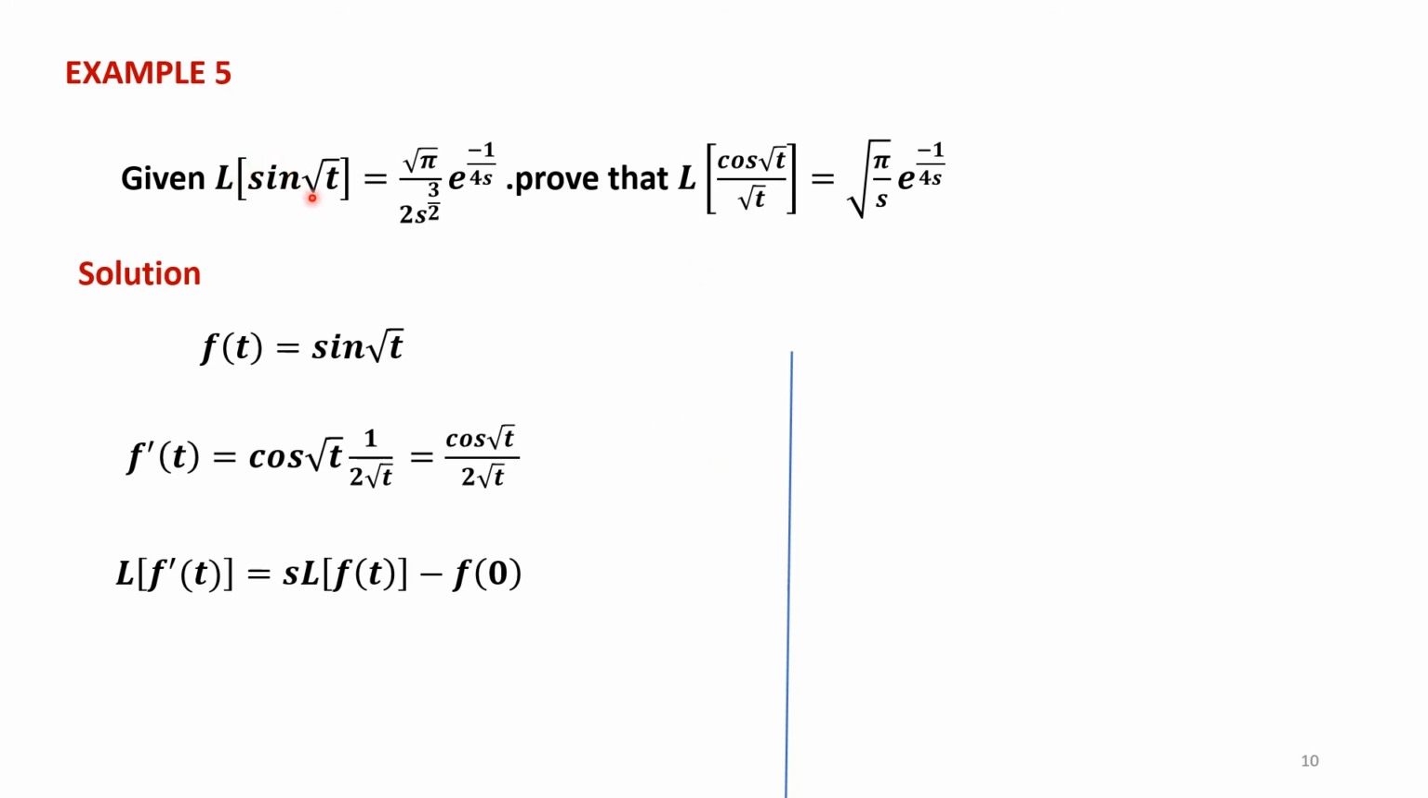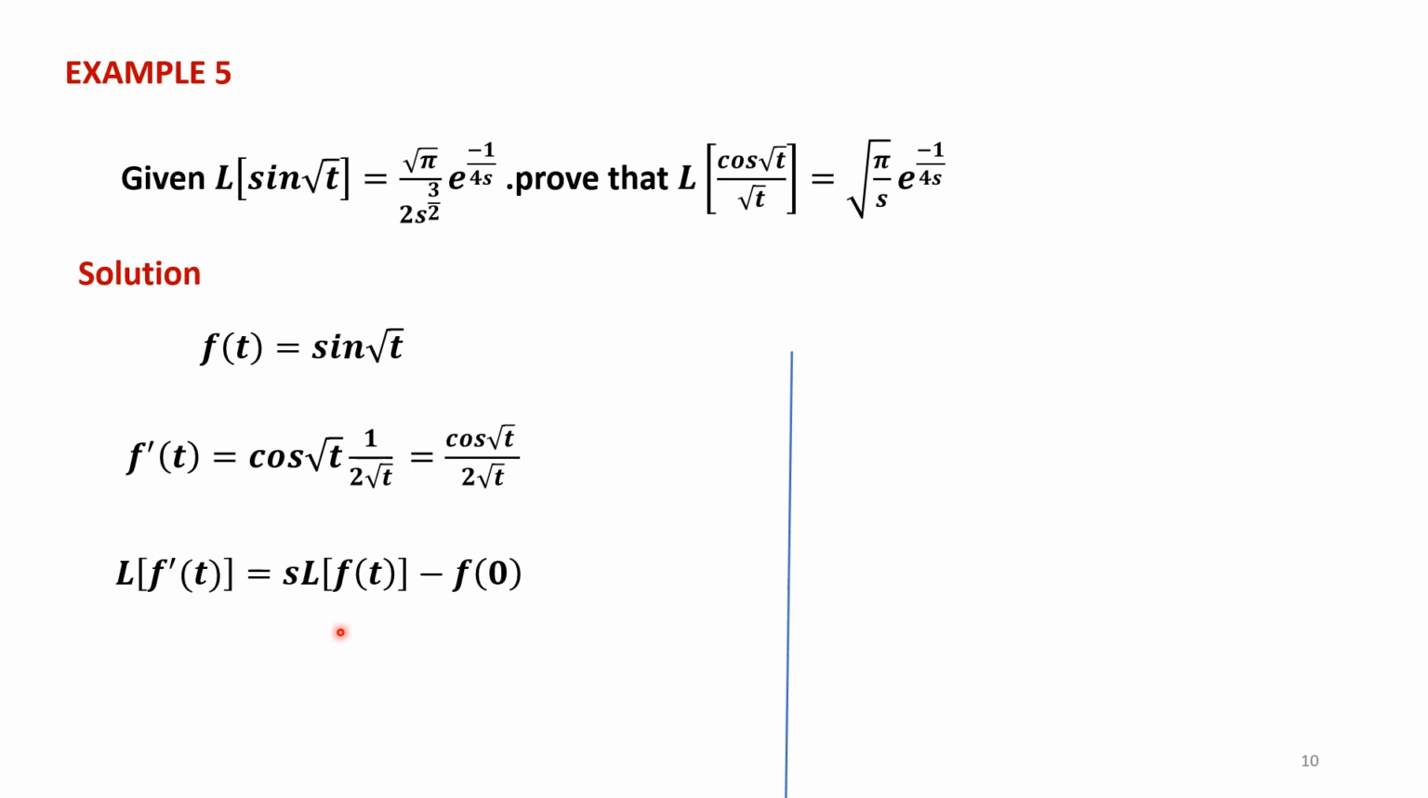So L of sine root t is given. We have taken sine root t as f of t, and when we differentiated sine root t, we got cos root t upon 2 root t. So our aim is to calculate L of f dash of t. Only there is a difference of 2 here.